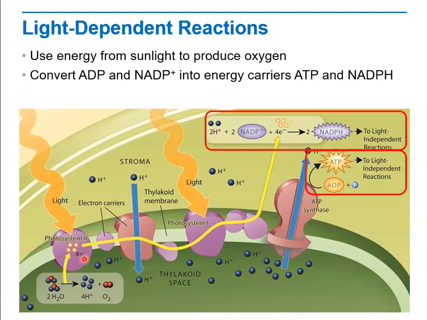Photosystem 2, which actually comes before photosystem 1. Then we have the electron transport chain. Then we have photosystem 1. And then we have hydrogen ion movement and ATP formation.